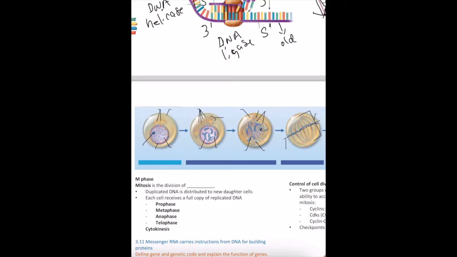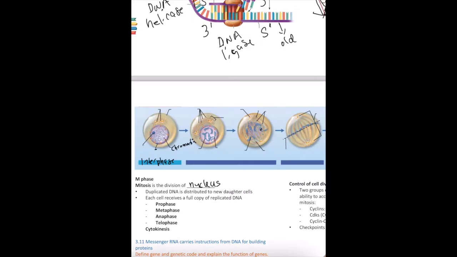So let's take a look at mitosis. One of the things we talked about, we said that mitosis is going to be the division of the nucleus. But let's look at what's going on here within this cell. So the first thing that we'll see during interphase, we have DNA in the form of chromatin, that loosely coiled form.